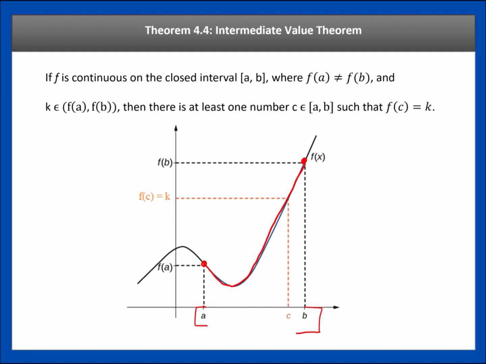And because it's continuous there, and we know that f(a) does not equal f(b), they're completely different numbers, then there must be a value c in between a and b, such that if I were to evaluate that function at c, it would give me a number, call it k, that is between f(a) and f(b). That's exactly what we're saying. So basically, if it's continuous, there is a number that exists in this interval that is between f(a) and f(b).